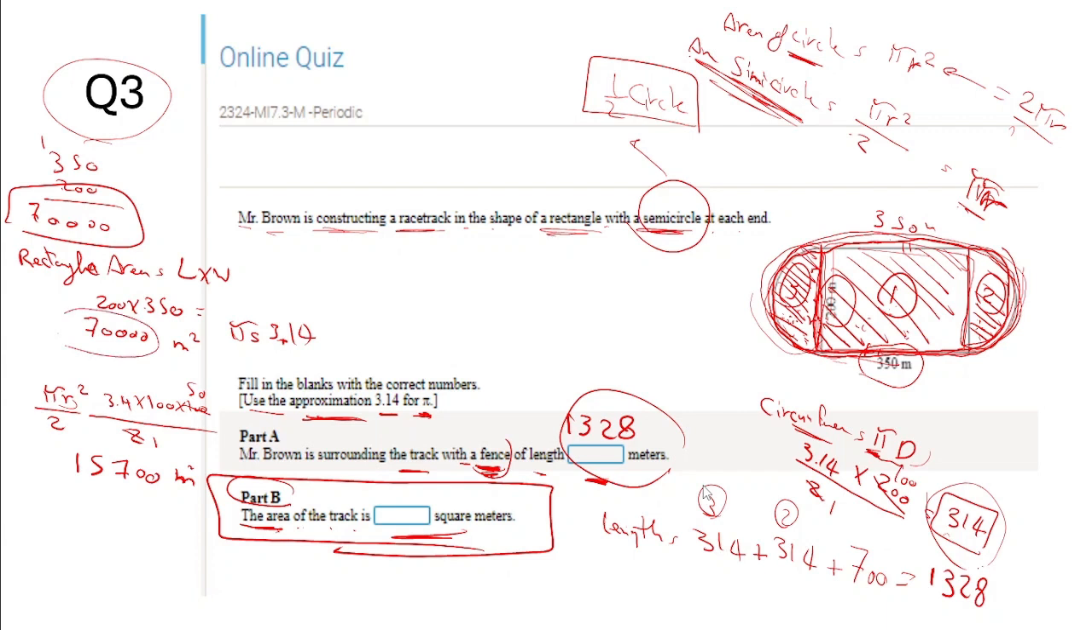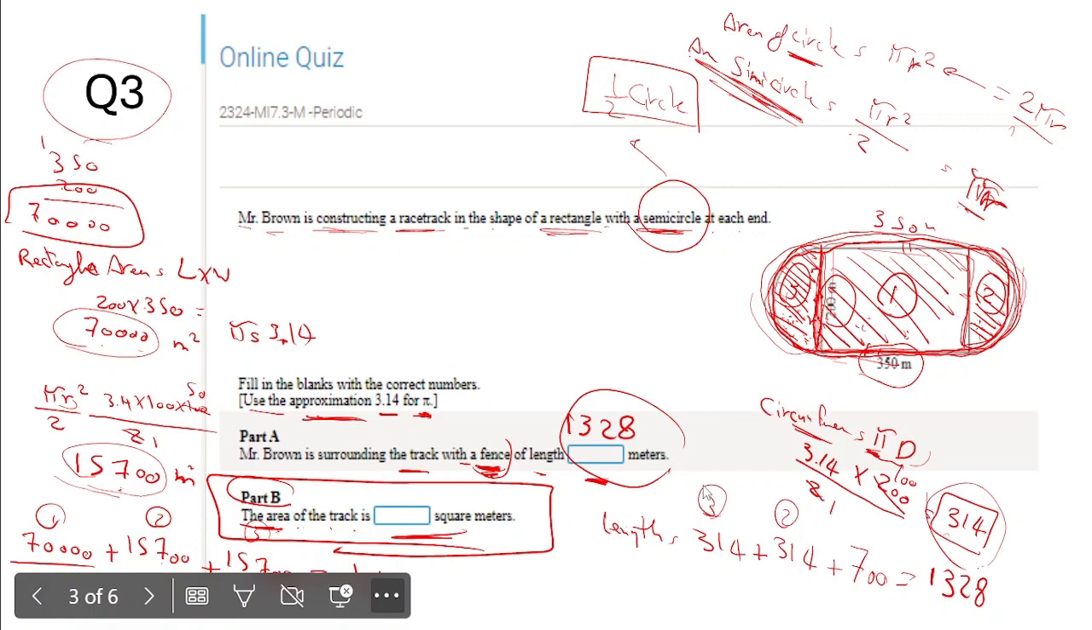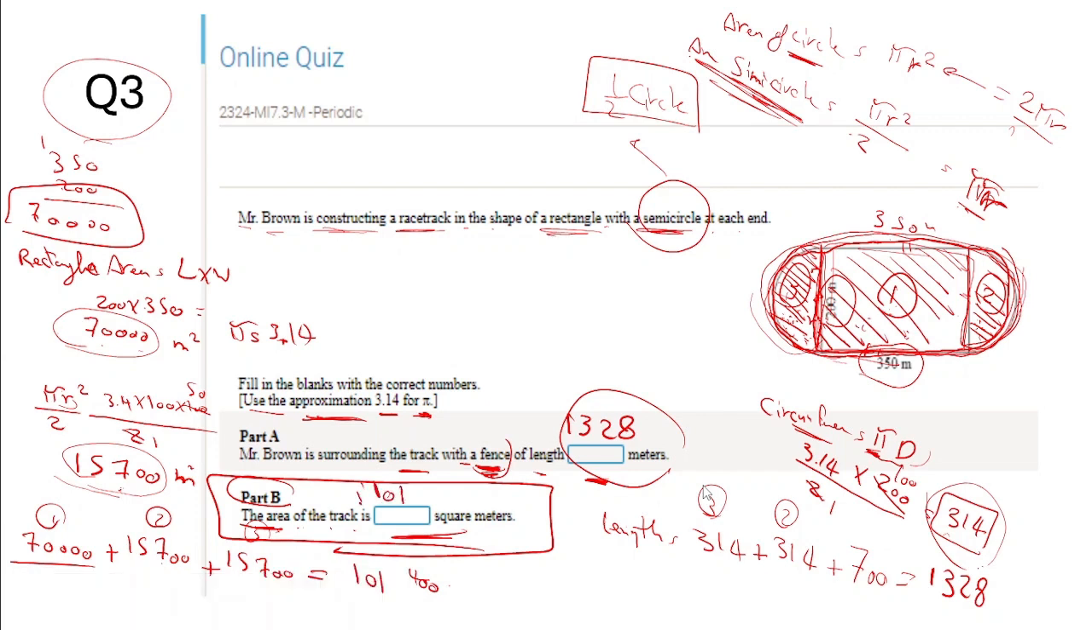Okay? Now, as we said, the racetrack contains 3 shapes. The rectangle, we already got the amount, 70,000. The semicircle was 15,700. And the other semicircle is the same, by the way, because it's 200 here, so the radius will be 100 and the area will be the same. So we can get the total area: 70,000 for the rectangle, plus 15,700 for the first semicircle, plus 15,700 for the semicircle number 3, which will be equal to 101,400. So the answer here is 101,400.